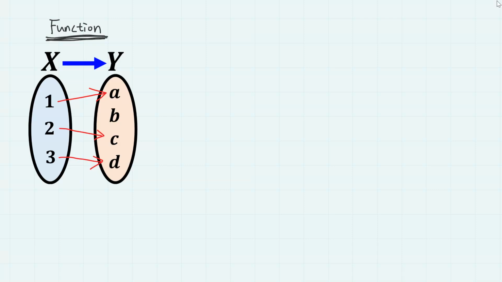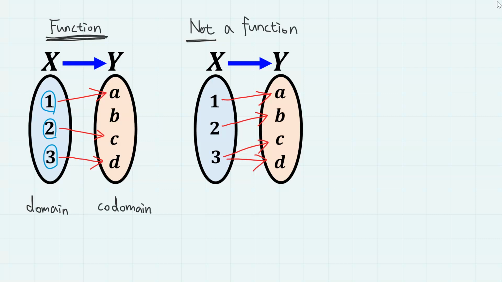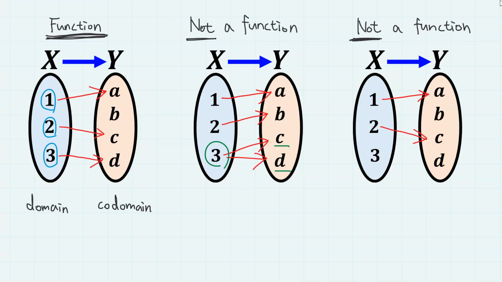Alright, first things first, when we say a function from set X to set Y, it means an assignment of an element of Y to each element of X, where X is called the domain and Y is called the codomain. So this is a function. But this assignment is not a function because now there are two elements of Y that are associated with this element 3 from X. And this assignment is also not a function because now the element 3 from X is not associated with any elements of Y. So now we have reviewed our definition of functions, let's get on to the problem.